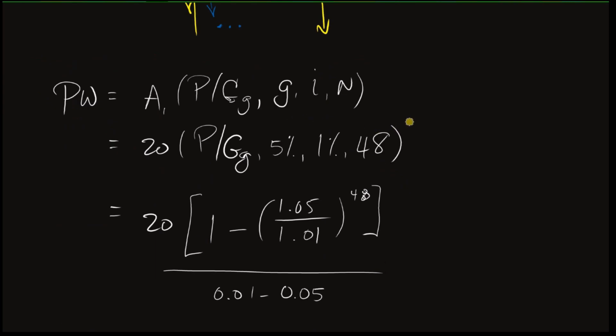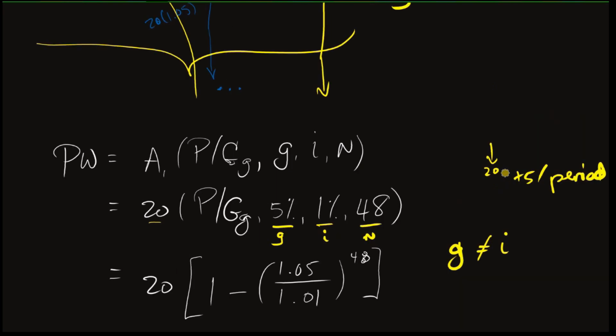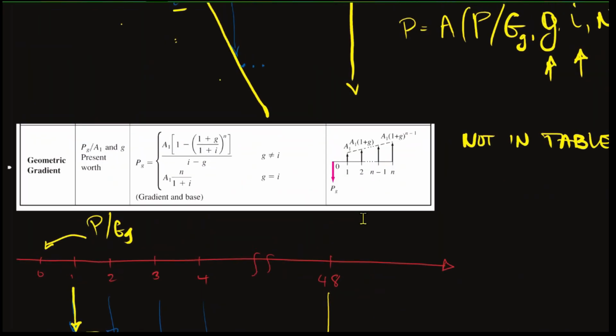So now let's look at how we solve that. We put in present worth, which, remember, is the uniform series amount, the annuity amount, P given G, G-I-N. For our example, we have $20, and then we're increasing 5% per period. So 20, 5%, and then we have 1%, which is the interest rate, and for 48 periods. We notice that G is not equal to I, so if we go to our table, then we can find the formula.